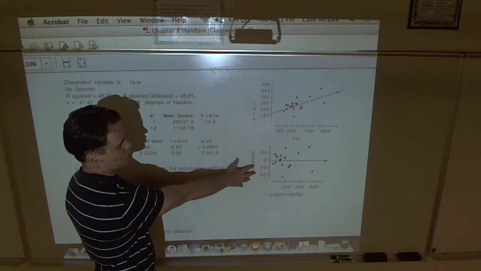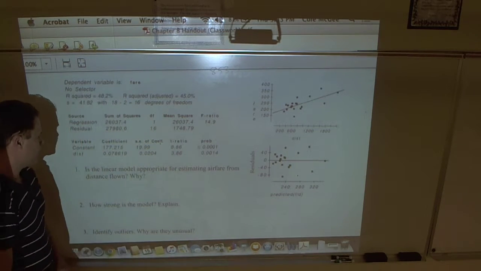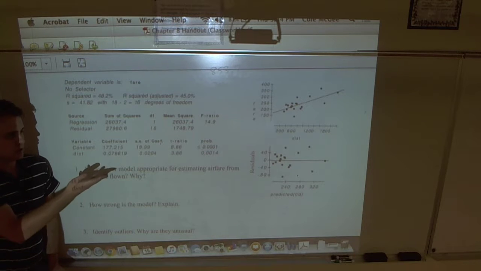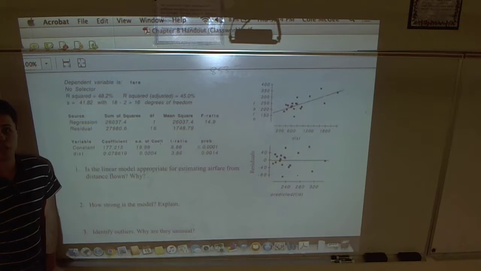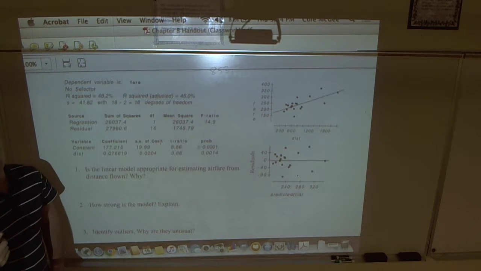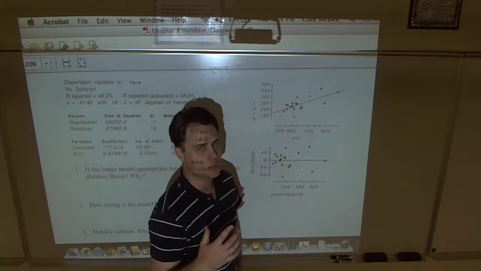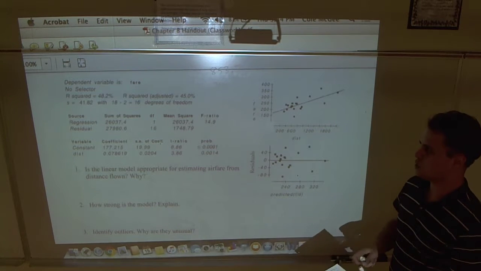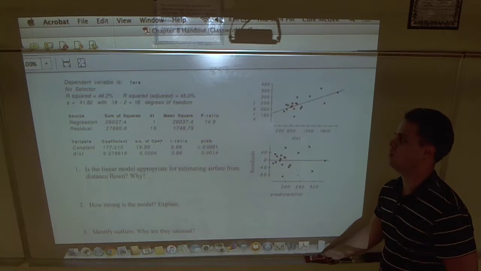So this one's already got a residual plot for us. And what they ask, number one, is the linear model appropriate for actually using in this instance? In other words, for estimating airfare from distance. And why? Why is it appropriate or not appropriate? So we have two things available to us that we should be able to use to make that decision. Number one, we should be looking at r squared.